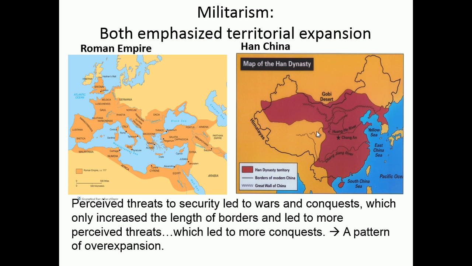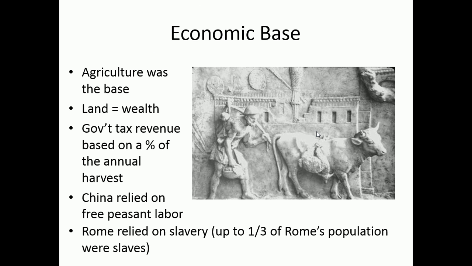And this was used a lot as an excuse to expand the borders. The thought was, let's expand our borders and conquer our neighbor. That will make us more secure. But of course what happens is the length of the borders is simply increased, so there are even more perceived threats than there were before. Another conquest takes place, and there's this pattern which will eventually lead, pretty much in both cases, to overexpansion and the inability to really hold their empires together.